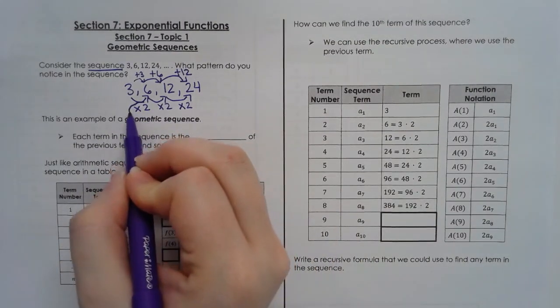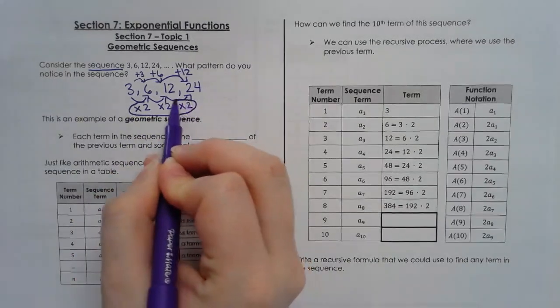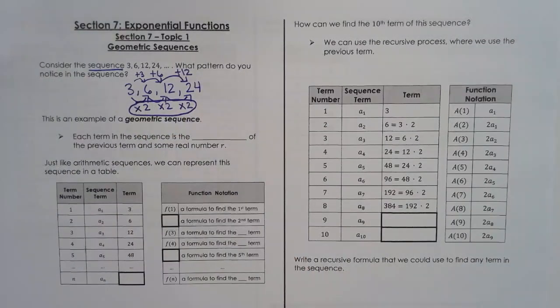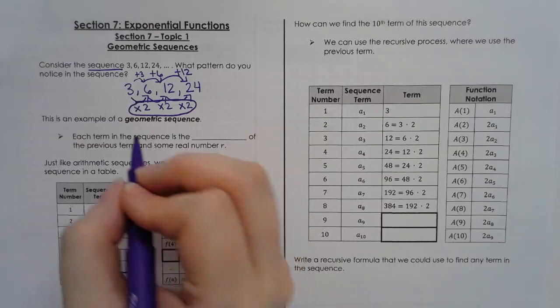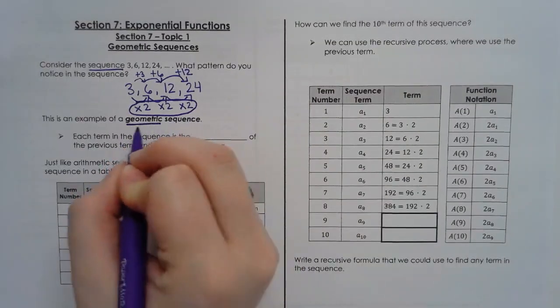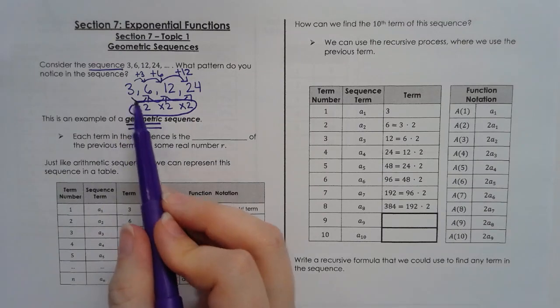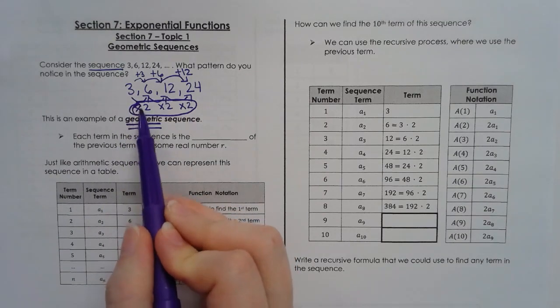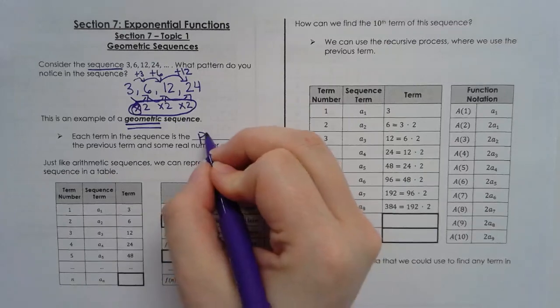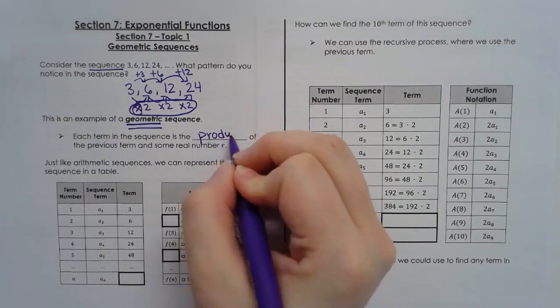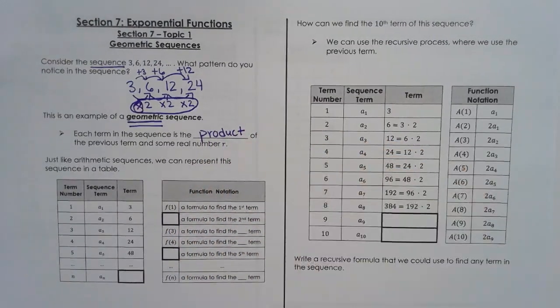But it does have what we're about to learn. It's called a common ratio. It is multiplying by the same thing every time. So for that reason, it's a geometric sequence. Each term in the sequence is the product of the previous term and some real number r, since the previous term and some number are being multiplied.